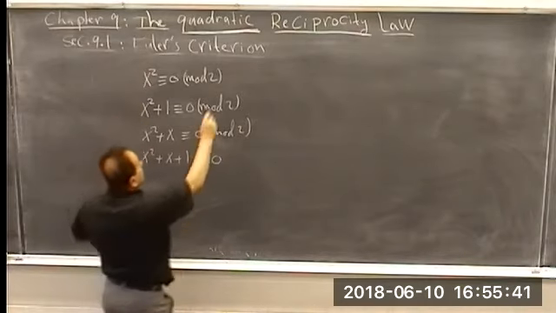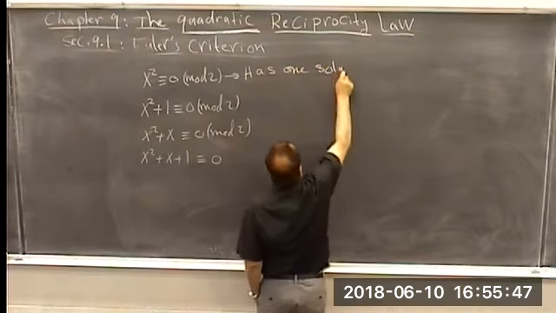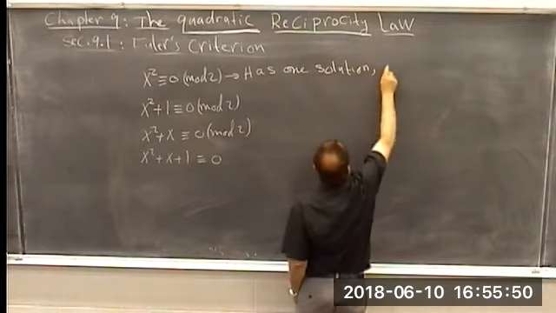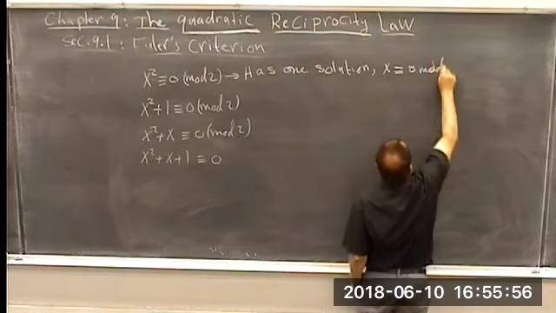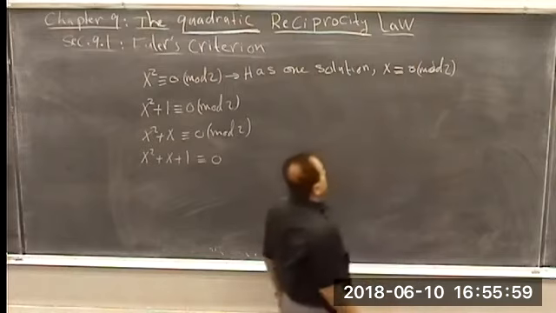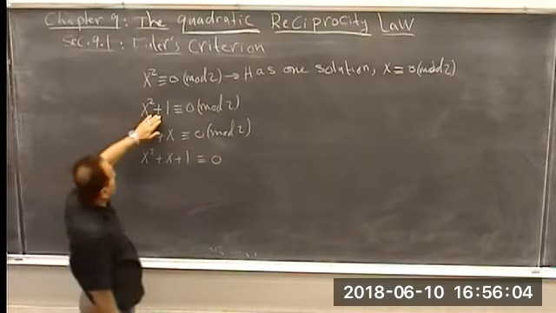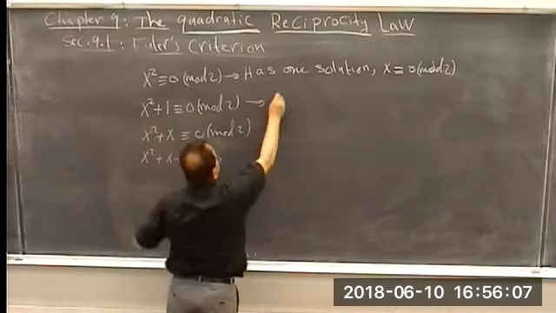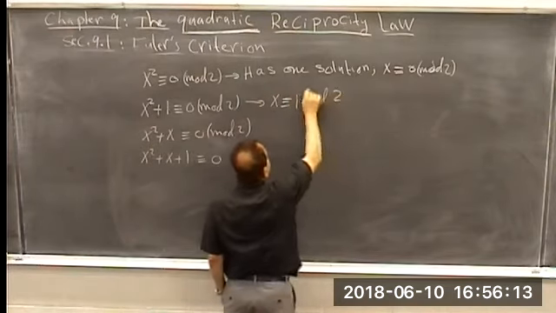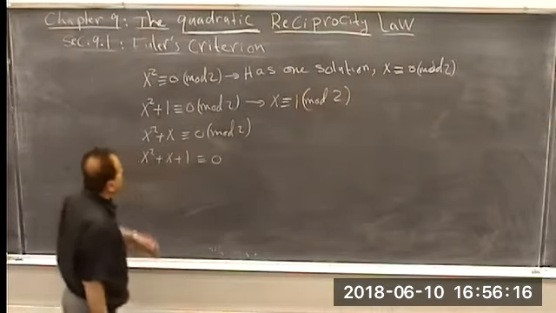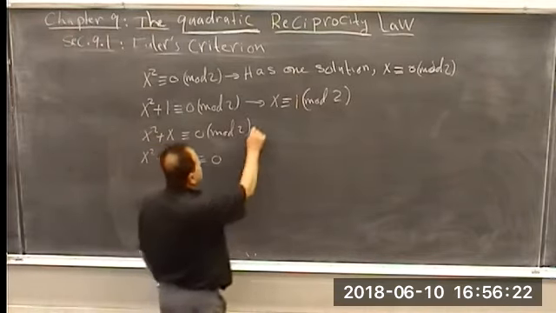Now, in this case, the first one has a unique solution, namely x congruent to 0 mod 2, all multiples of 2 as far as integers. For the second one, we have x congruent to 1 mod 2, again a unique solution. This case has x equal 0 and x equal 1, so it has two solutions.